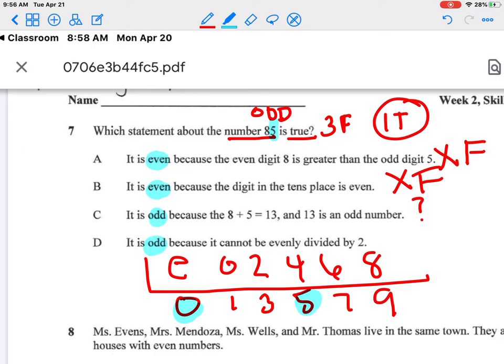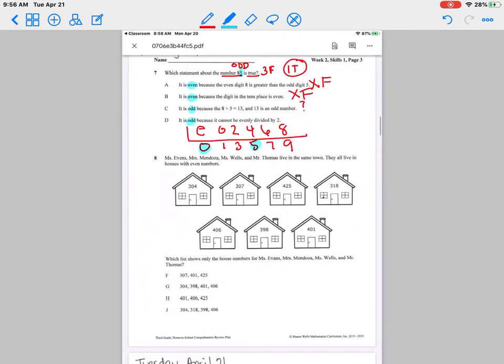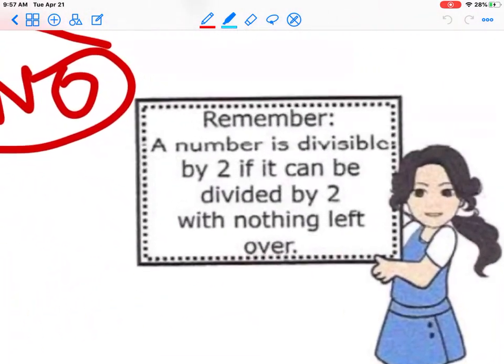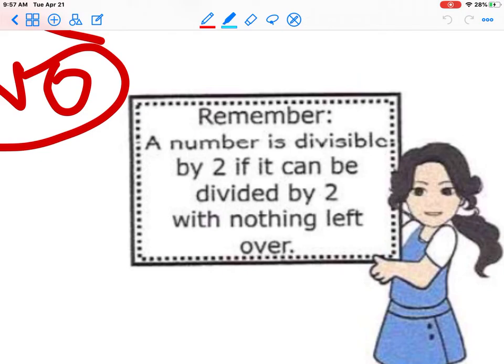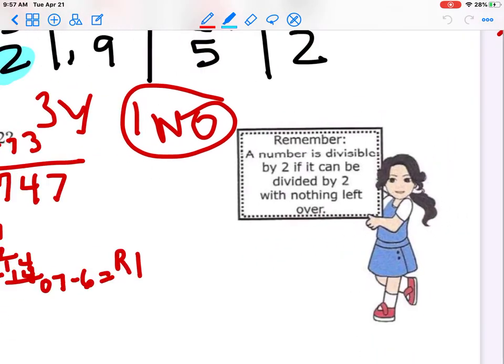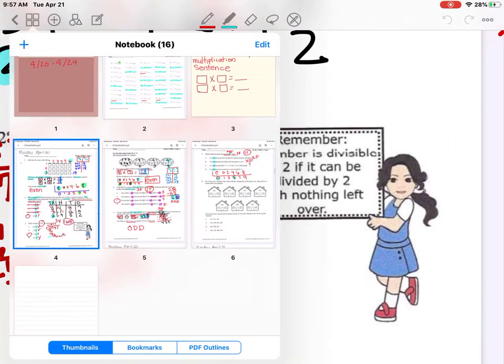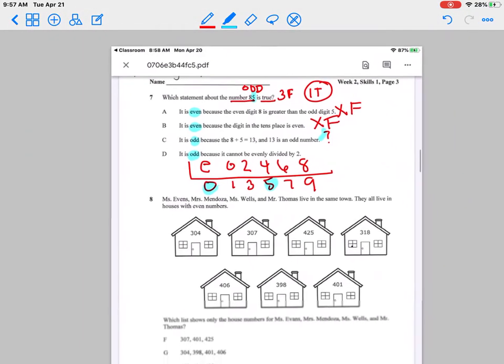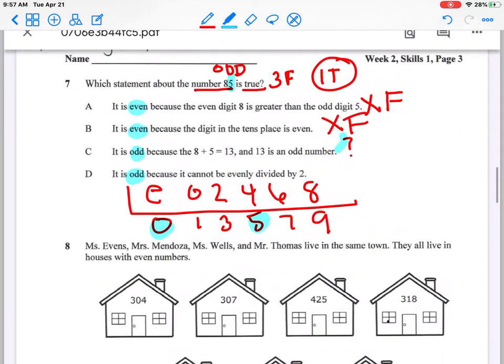because it cannot be evenly divided by 2. Oh, I remember that from my first page, that was one of the reminders I got. A number is divisible by 2 if it can be divided by 2 with nothing left over. And I did say that those were my even numbers. So let me see. Let me find out if it is odd because it cannot be evenly divided by 2.